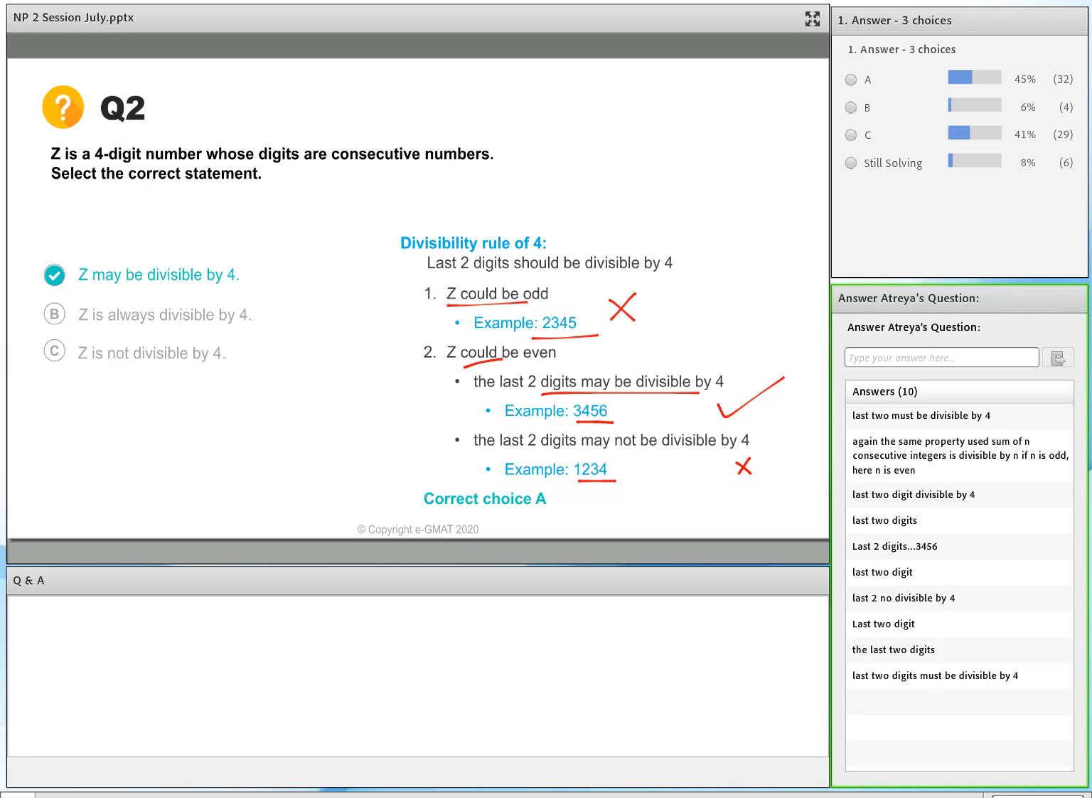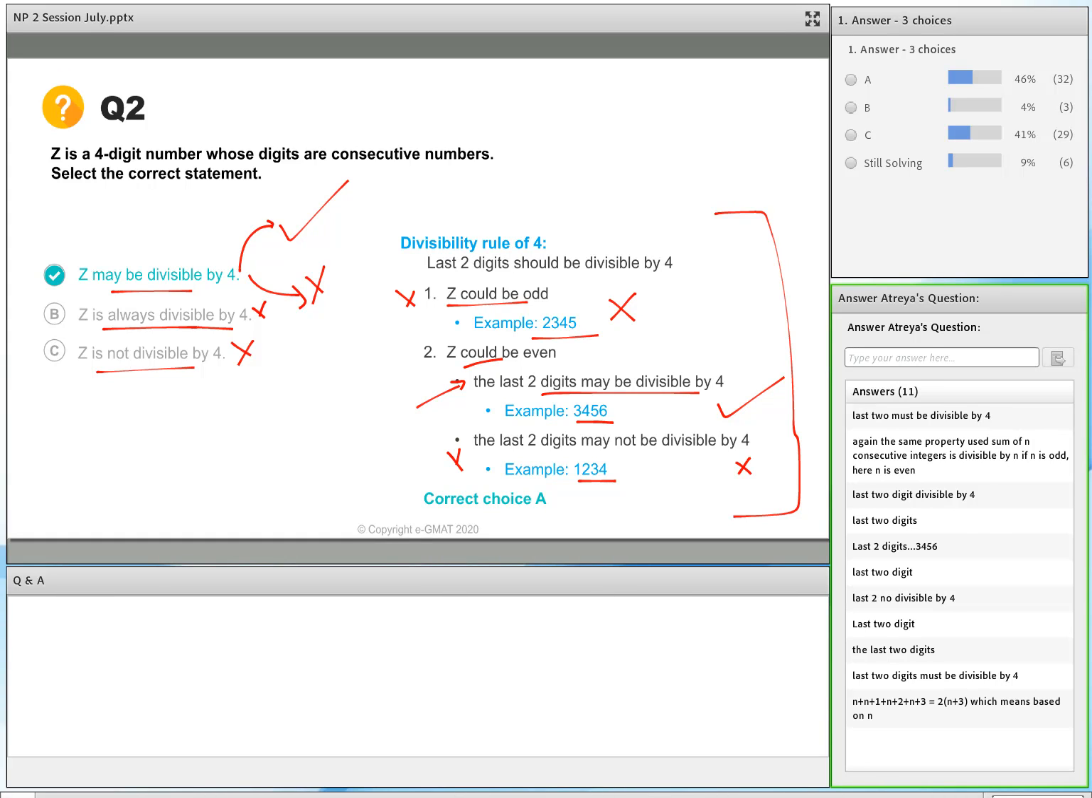So then, if I were to choose answers, let's go from the bottom, right? Z is not divisible by 4. Is that correct? No, that's not correct, because we are seeing some numbers where z is divisible by 4. Z is always divisible by 4. Again, is this correct? Not, right? Because z can be odd, for which it's not divisible by 4, or z can be 1, 2, 3, 4, for which it's not divisible by 4. So even this is not correct. Z may be divisible by 4 essentially means there are some cases which are divisible, there are some cases which are not divisible, something very similar to what we had found in the solution. So this is the approach for this question.